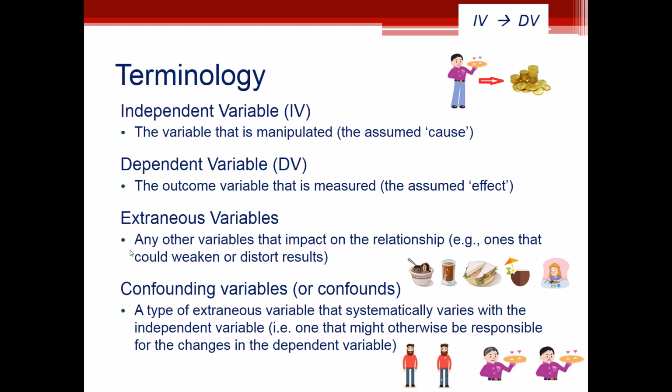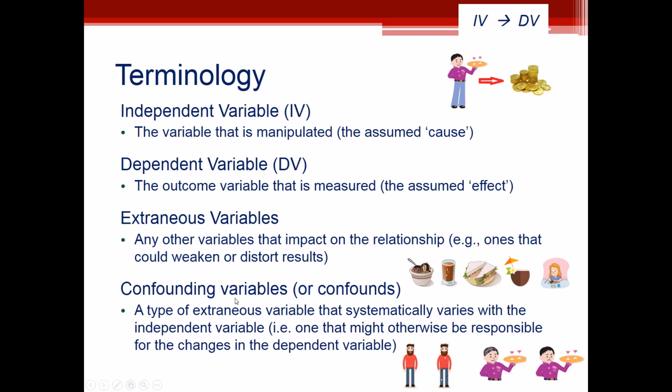And what we want to do is minimize that impact as much as possible so that we get a very clear, clean IV predicting DV relationship. You can remember that term because it begins with the word extra. So extraneous variable is extra variables in the environment.